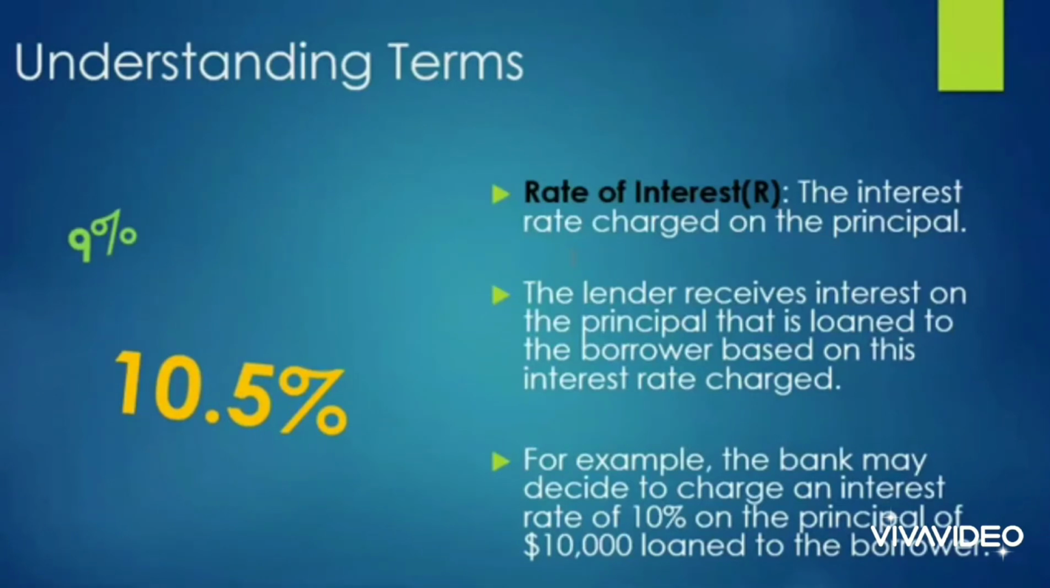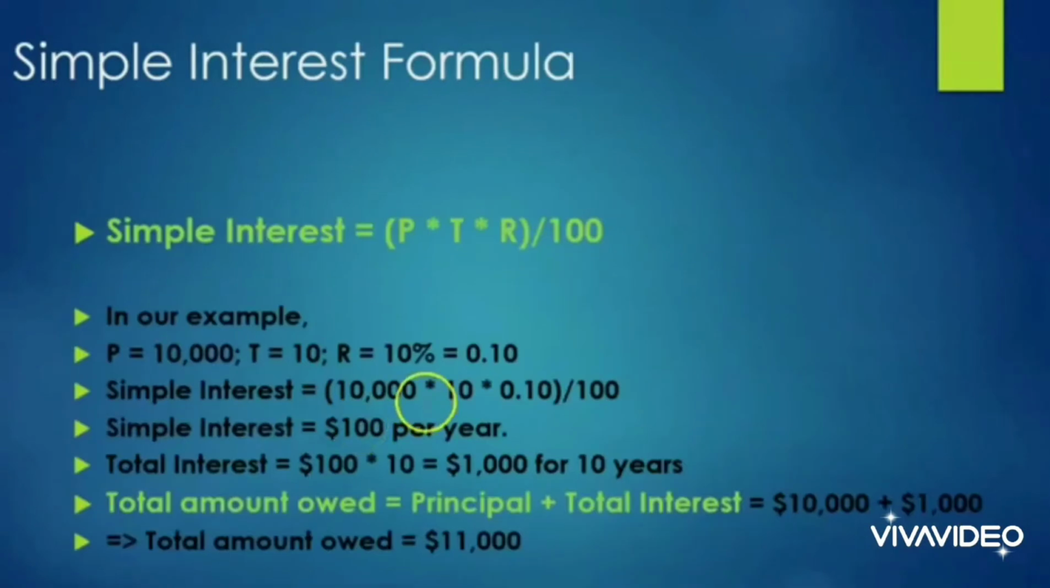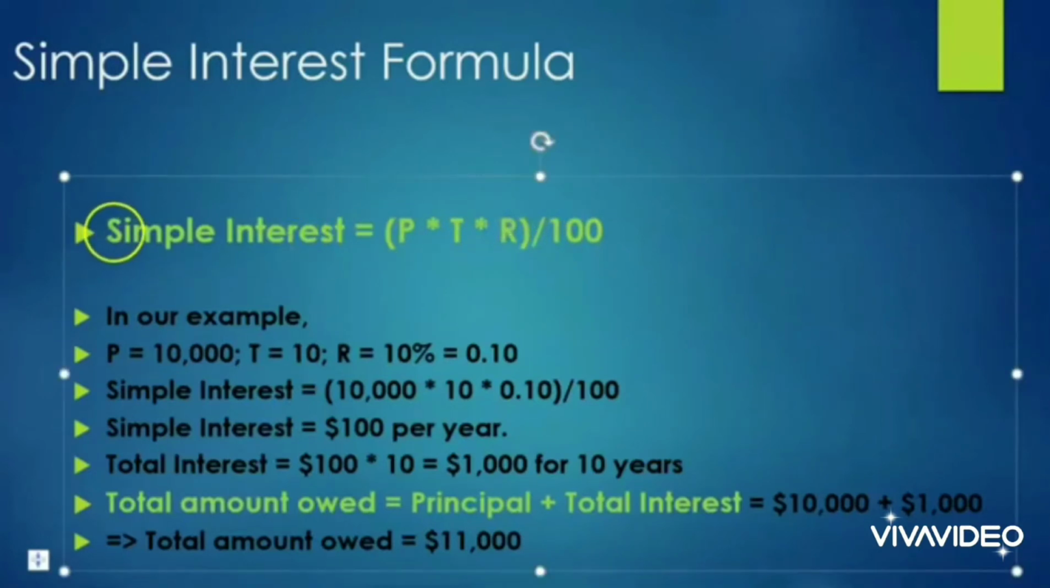So we have understood the borrower, the lender, and the principal, which is the sum of money the lender gives to a borrower. And the rate of interest may be 10%, which is put on the principal amount. Now see the formula of simple interest. Simple interest is equal to PRT upon 100.